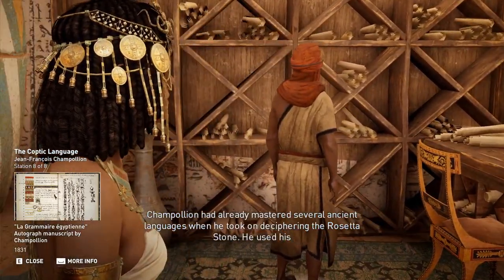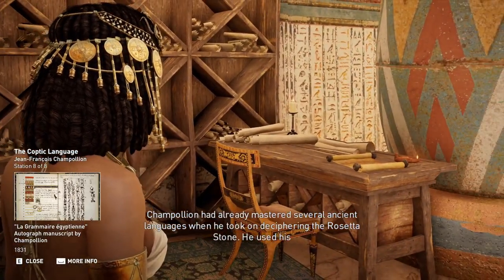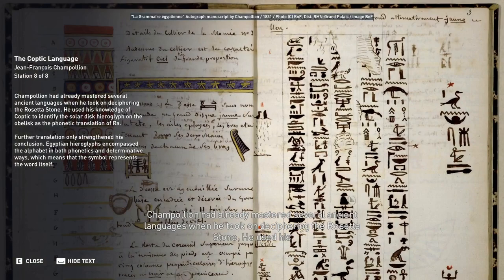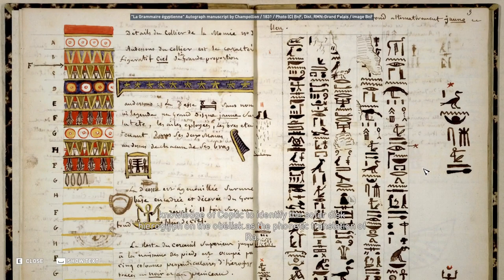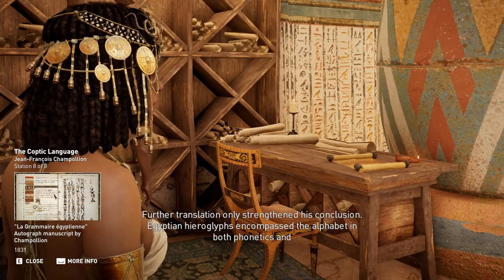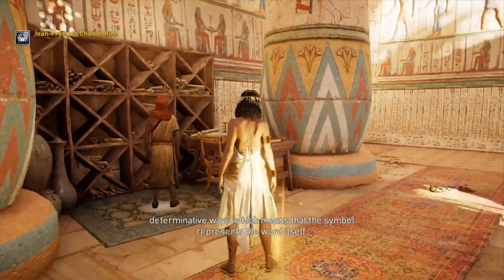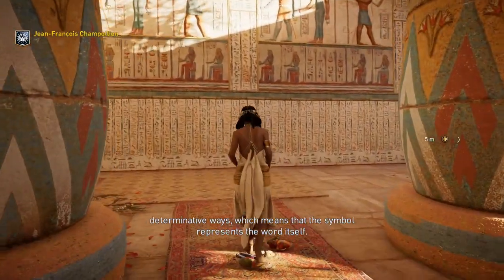Champollion had already mastered several ancient languages when he took on deciphering the Rosetta Stone. He used his knowledge of Coptic to identify the solar disk hieroglyph on the obelisk as the phonetic translation of Ra. Further translation only strengthened his conclusion. Egyptian hieroglyphs encompass the alphabet in both phonetics and determinative ways, which means that the symbol represents the word itself.